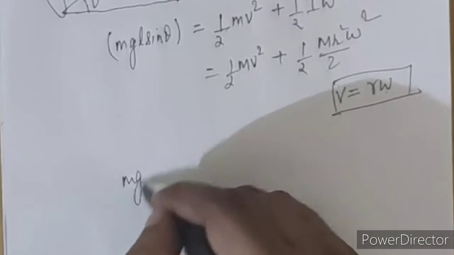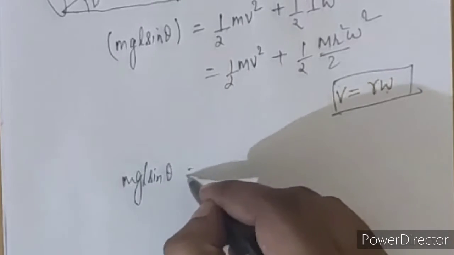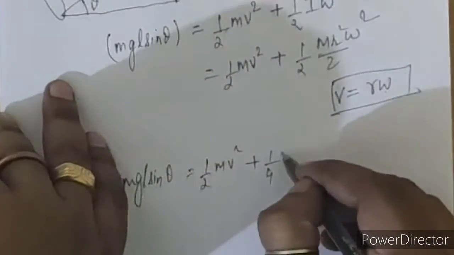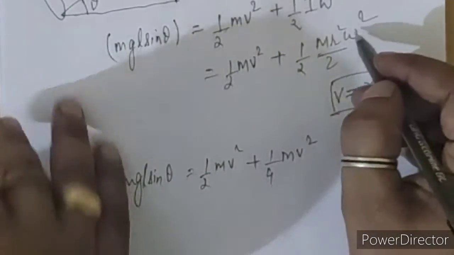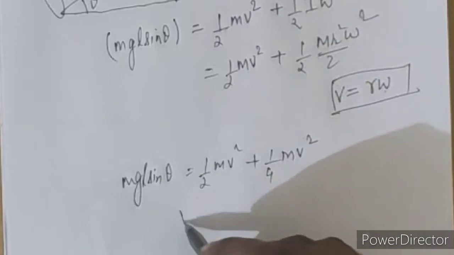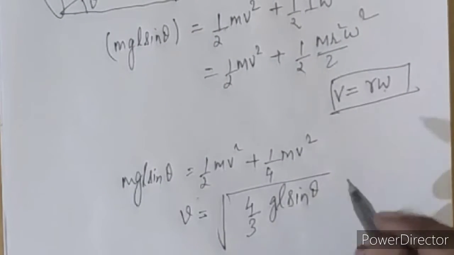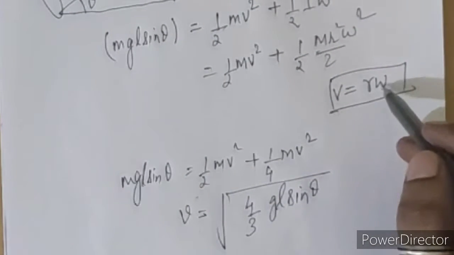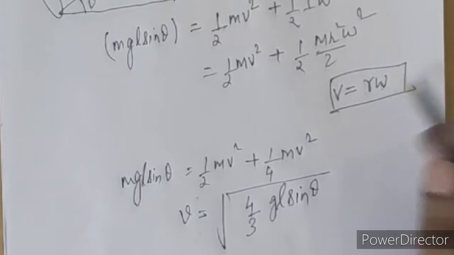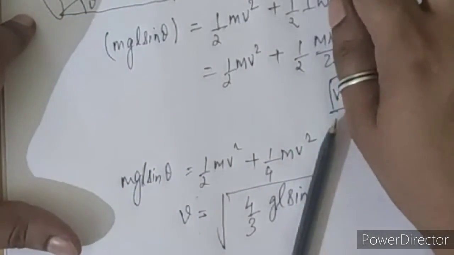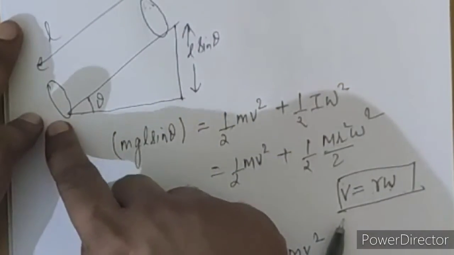So we have mgL sin theta is equal to half mv square plus 1 by 4 times mv square. We just calculate v, and this becomes 4 by 3 gL sin theta. If you want to calculate the angular velocity, you just divide it by r. You can calculate the angular velocity of the cylinder as well because it is rotating as well. So this is how you can calculate the velocity when it falls by a certain distance.